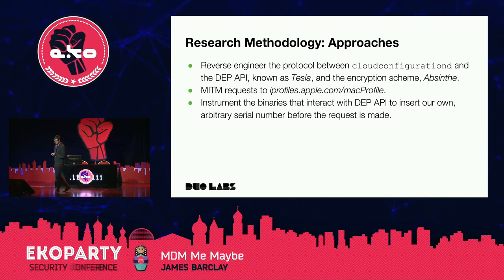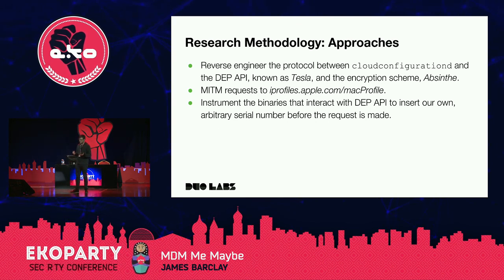So, like I mentioned earlier, once we knew that the serial number is all that's required to authenticate to this DEP API, we set out to automate this process and demonstrate how an attacker might use this to retrieve activation records in bulk. So we considered three approaches.